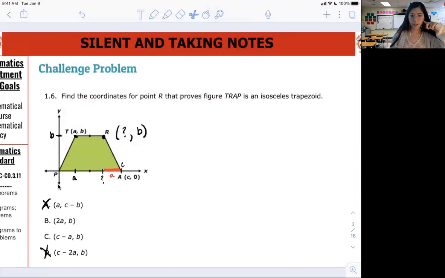So if that portion is A, then if this is C, right here is C, if I take C and I take away A, I'm going to end up where I need to be. So yes, C is my answer.